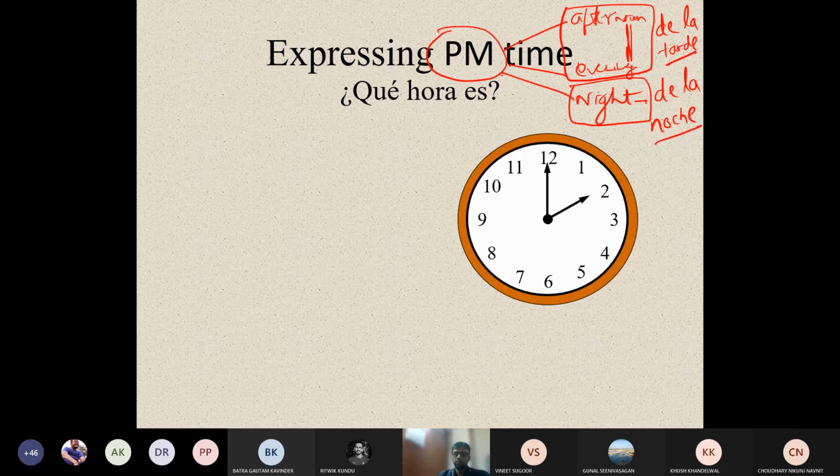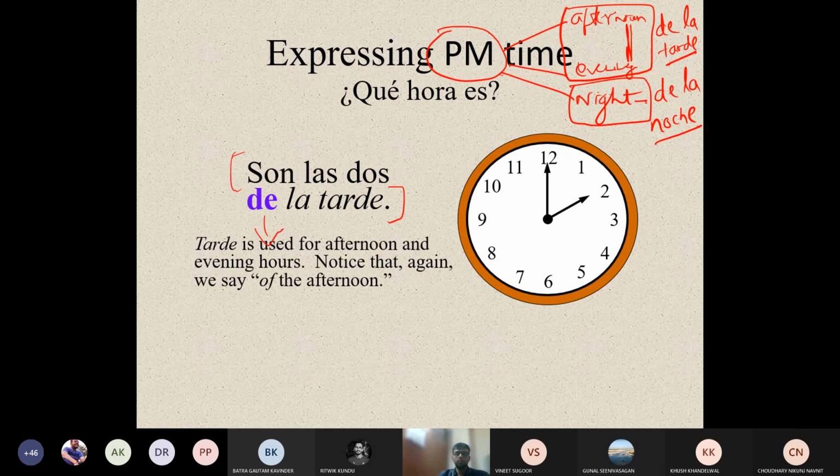Let me explain more here. This one is quite understood: 2 p.m. is an afternoon time. So simple. Son las 2 de la tarde. Same reason here also: we do not use "en la tarde" to say it in Spanish, we use the preposition de, de la tarde. Tarde is used for afternoon and evening hours. Notice that again we say "of the afternoon," so don't use en la tarde.